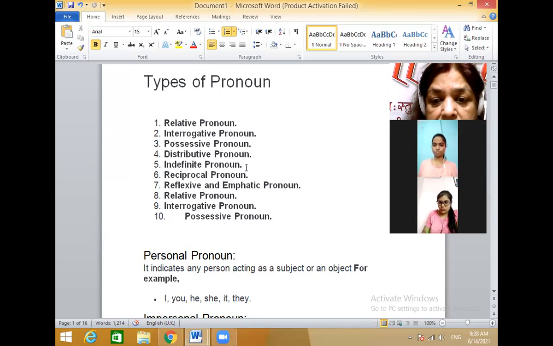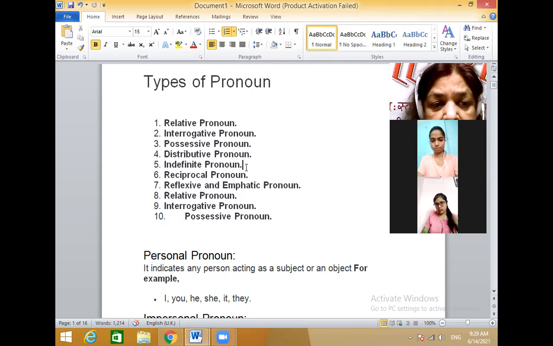When you are writing it, you are learning in many different ways. You are registering things which you are writing. So, distributive pronoun. The fifth is indefinite. Indefinite pronoun. Reciprocal pronoun. We'll discuss each one after the other and in detail. Reciprocal pronoun.